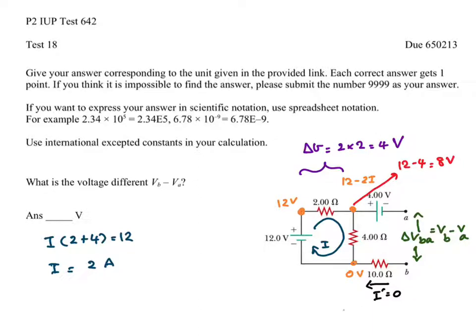So we know that the potential here is 8 volt, and we know the potential difference across this voltage source is 4 volt. It means that if you cross from the negative side to the positive side, you gain 4 volt from this source, or this battery. But we know that at this point we have the potential of 8 volt.